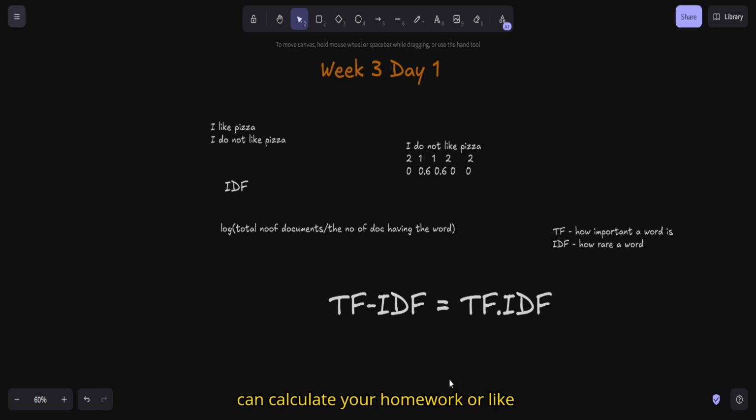Your homework or assignment will be to find out the TF-IDF for this example itself. So these are the three main word frequencies that we're going to play with, and these are very basic. And now let's move on to the next part.